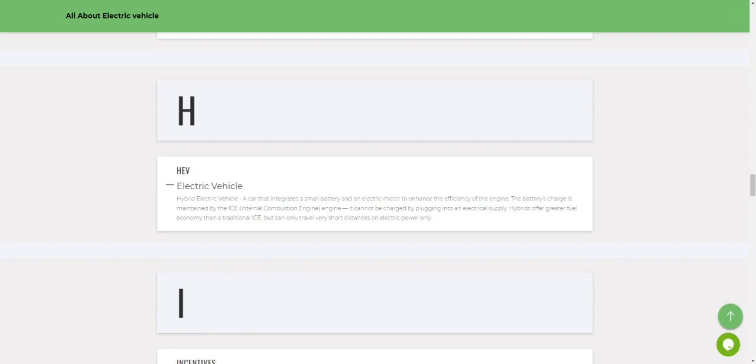Then the other technologies related to H are heat pump. Heat pumps are a more energy efficient way of heating an electric car without wasting valuable energy. They extract the warmth from the air and condense it to raise the temperature.